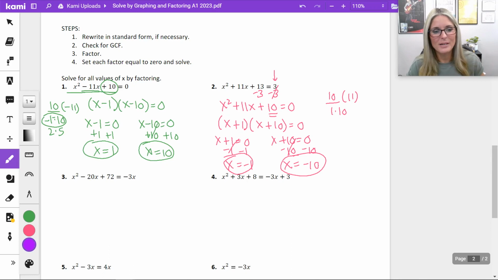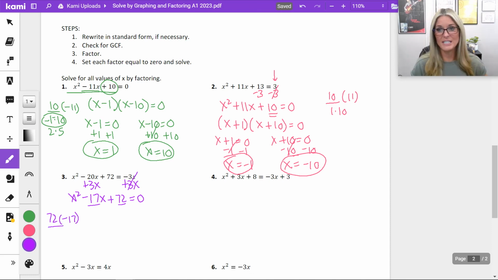Number 3, x squared minus 20x plus 72 equals negative 3x. Not in standard form, so let's add the 3x over. It is going to combine with the other like term on the left side, the negative 20x. So our new standard form quadratic: x squared minus 17x plus 72 equals 0. So we want the factors of 72 that add up to negative 17. Let's do some scratch work over here.